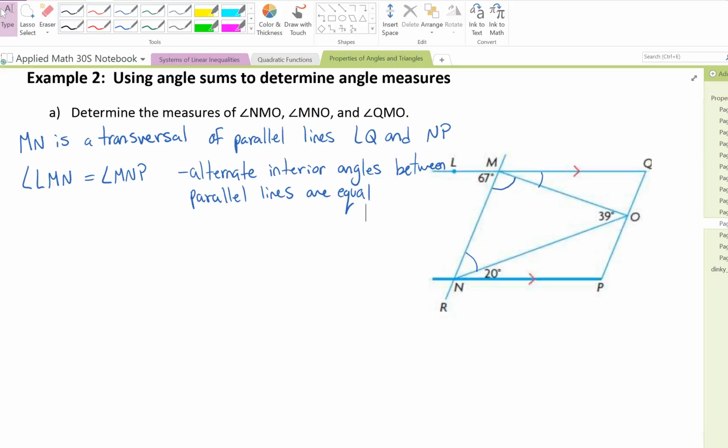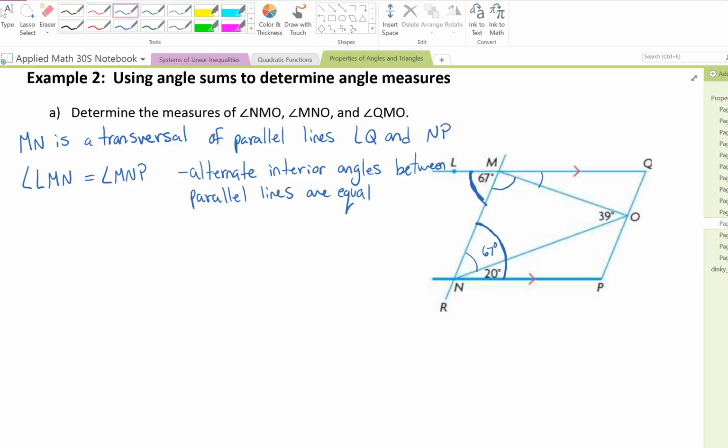So if we look at angle LMN, that's right here, 67 degrees. That angle and angle MNP, the one down here, this whole angle here, are alternate interior angles. Because these two are alternate interior angles, that whole angle would be 67 degrees. But it's not just this little piece here, it's all the way down here. So if I know that's all 67, then I can figure out angle MNO if I just subtract off that 20 degrees.